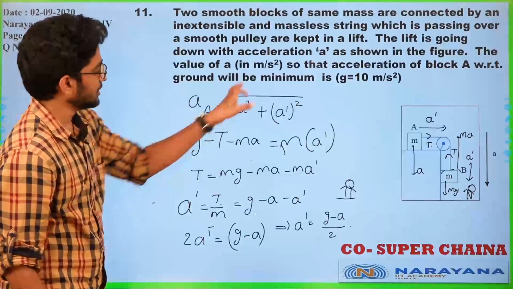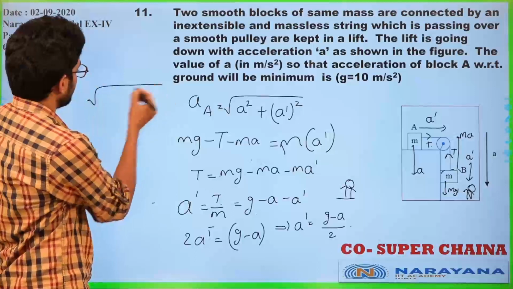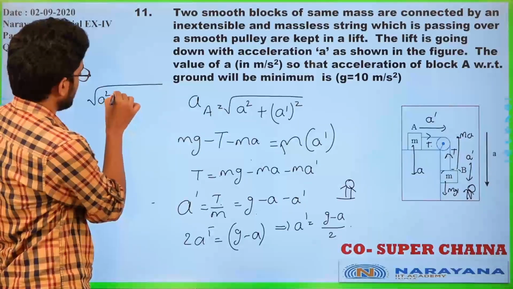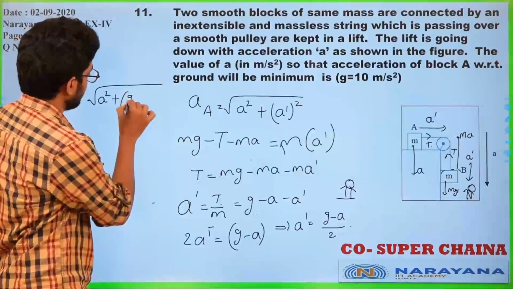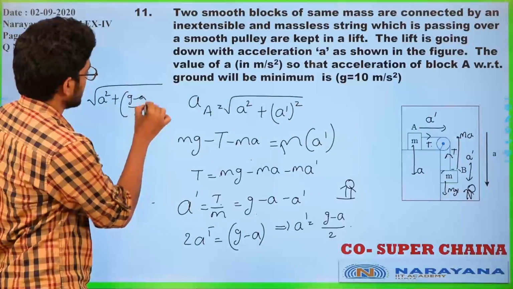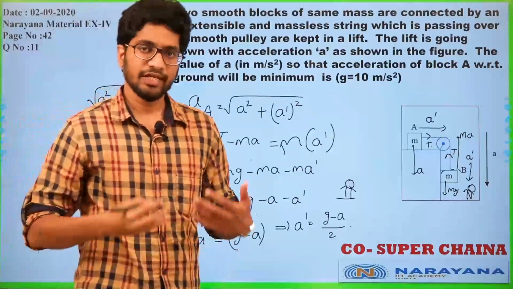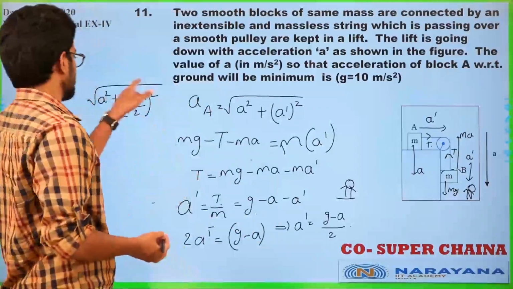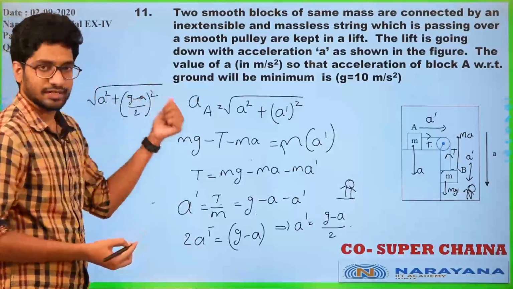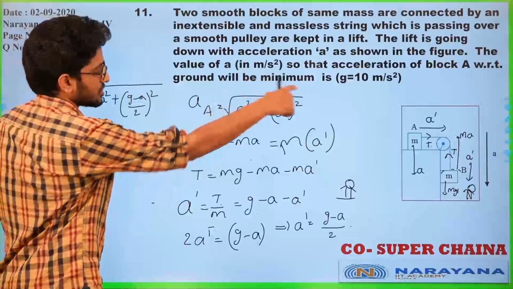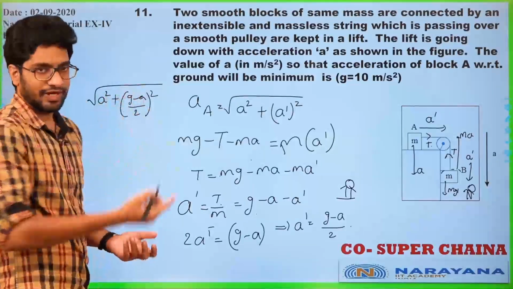Now what do I need? I need total acceleration. So total acceleration is root of a square plus a dash whole square. a dash value is (g minus a) by 2, so ((g minus a) by 2) whole square. Now I need this to be minimum. So how do I find minimum of anything? Its derivative should be 0, right? So the derivative of the inner term should be 0. We need a values such that this total value is minimum. So I will take the total inner term and find its derivative.